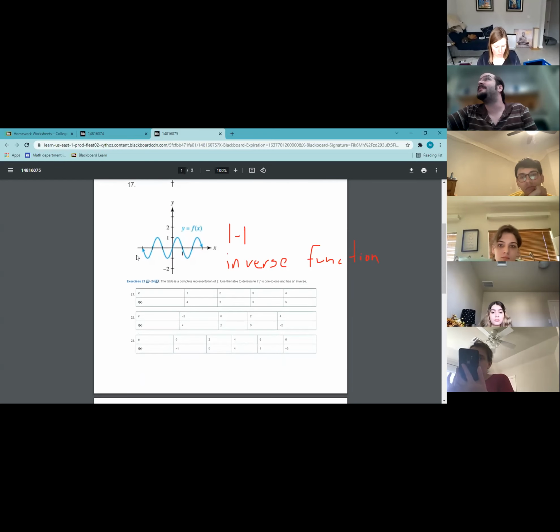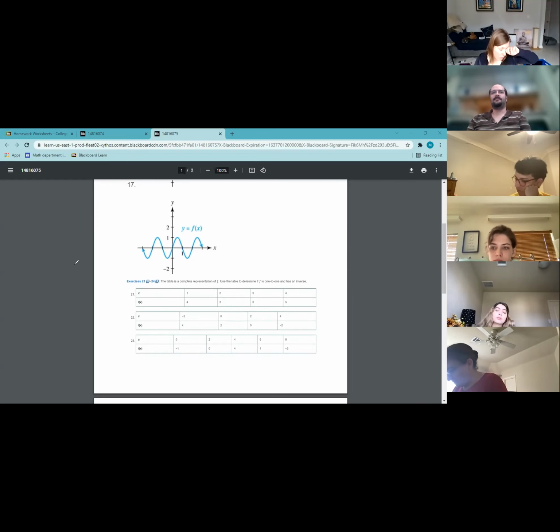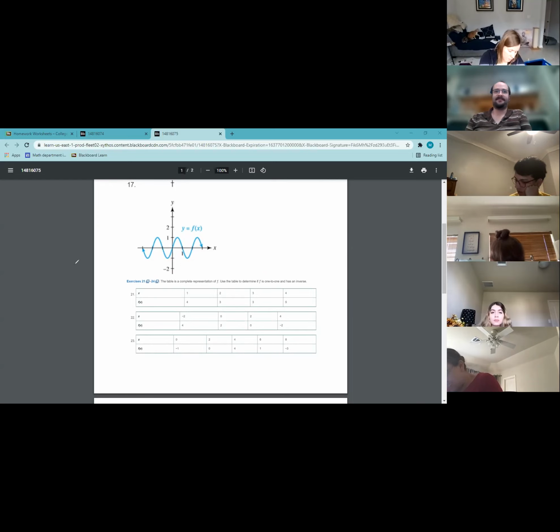This is a table representation of f. Use the table to determine if it is 1-to-1 or if it has an inverse. So when we were doing functions, we were looking for what to be repeated. Do you remember that? If it's got what repeating with different whats? How do you do the function test with a table?